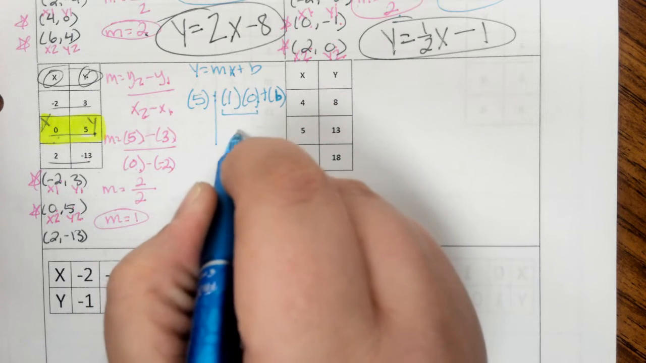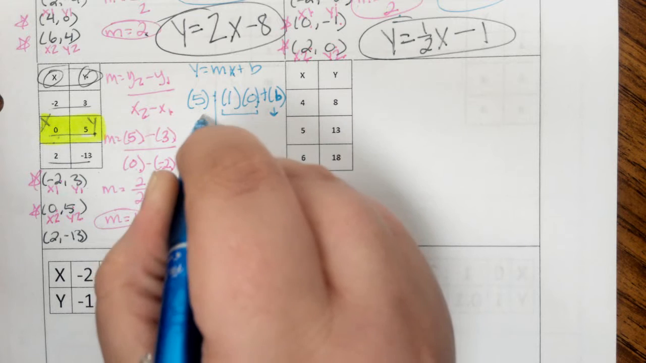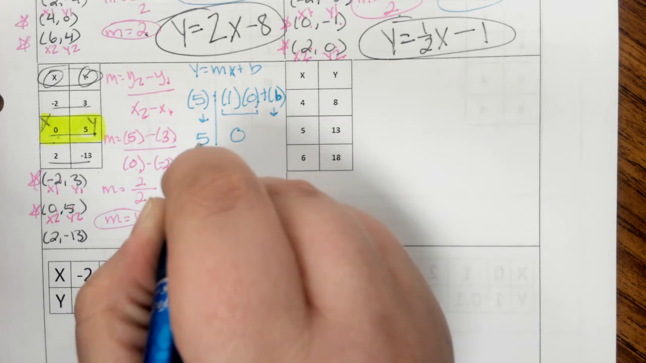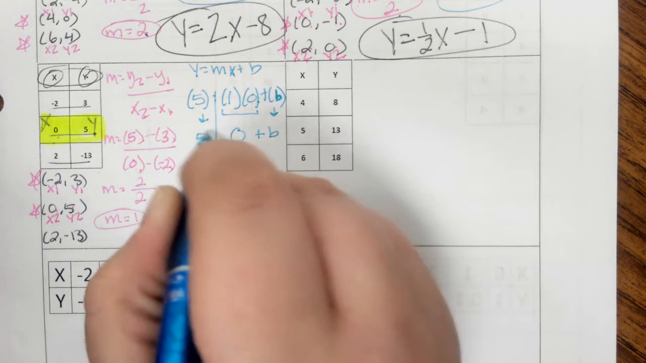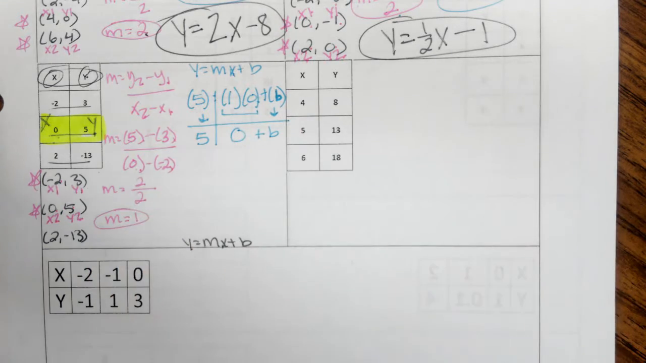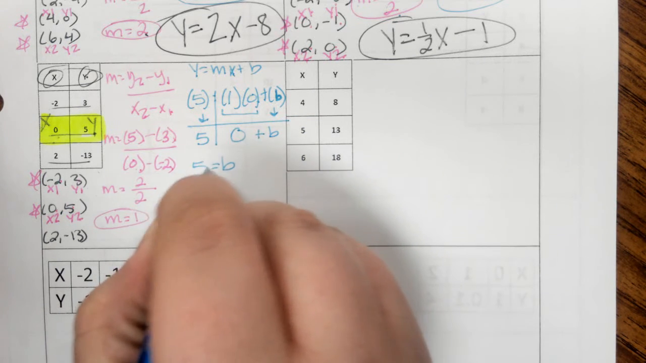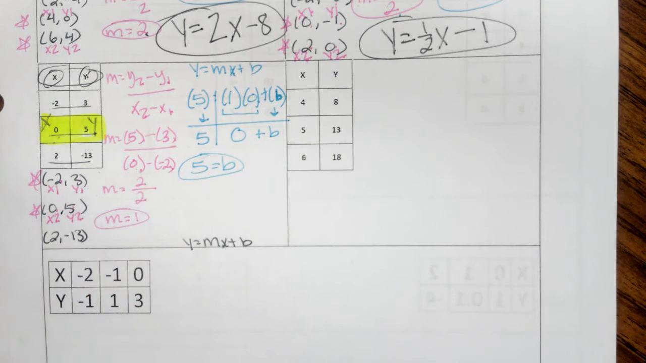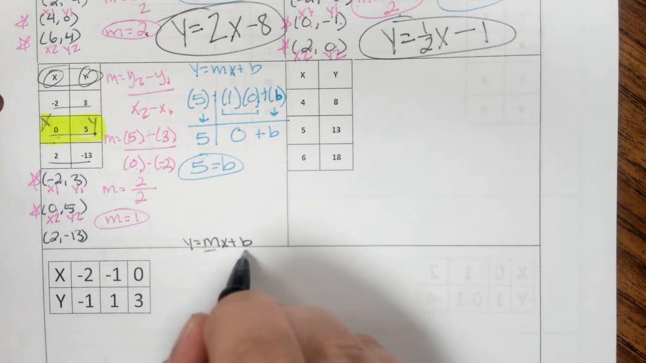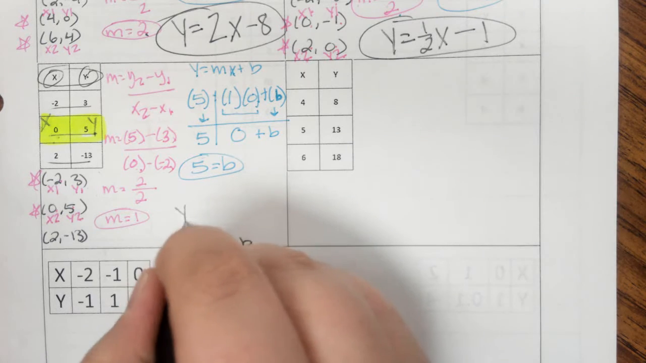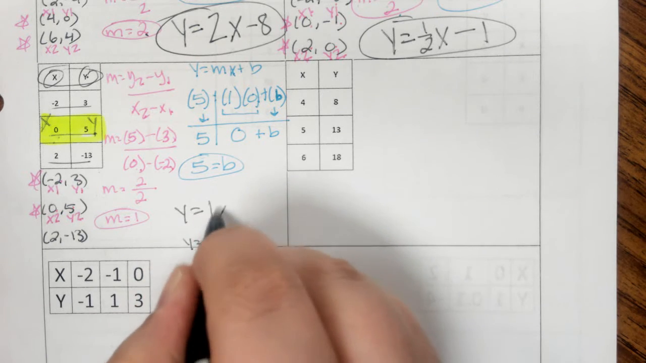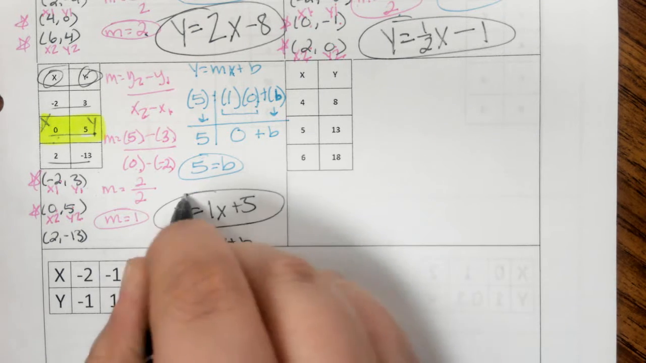1 times 0 is 0. We're going to drop down everything else. So we'll drop down the 5 from the left and plus b from the right. Now my equation is 5 equals 0 plus b. But I know that 0 plus b is b. So I have 5 equals b. Now we know m and we know b, so we can write the equation y equals 1x plus 5.